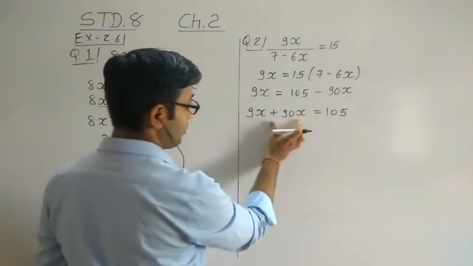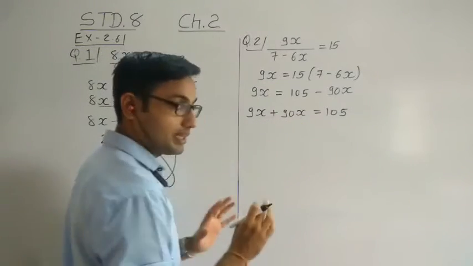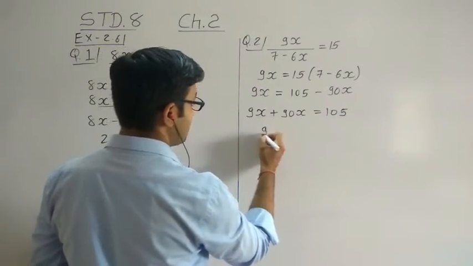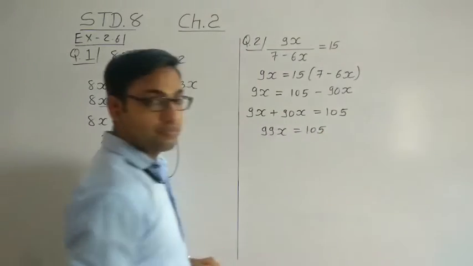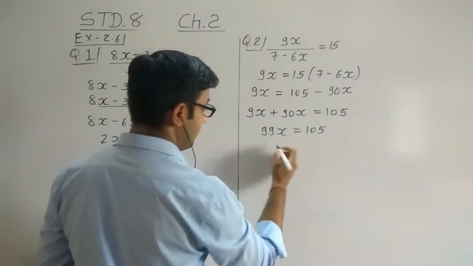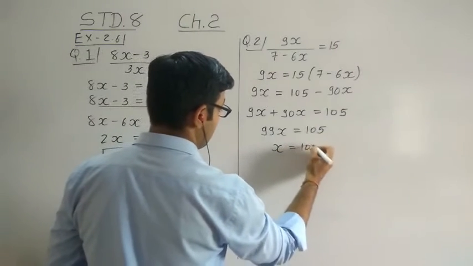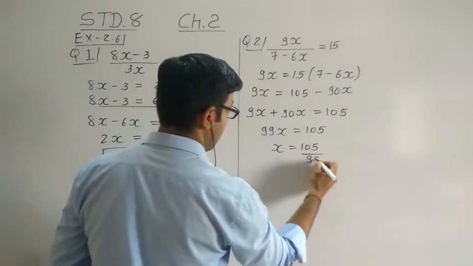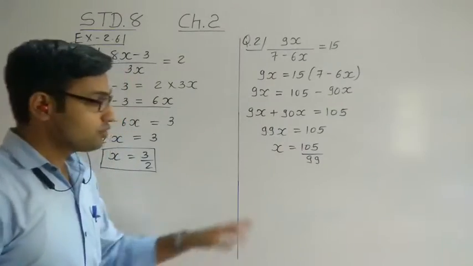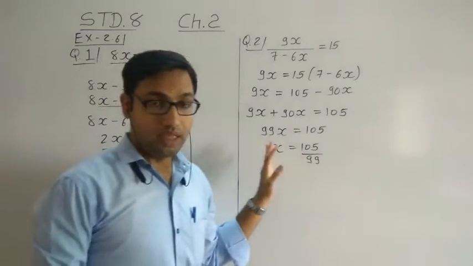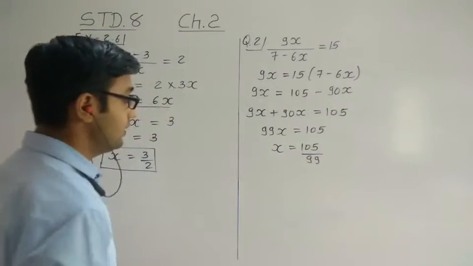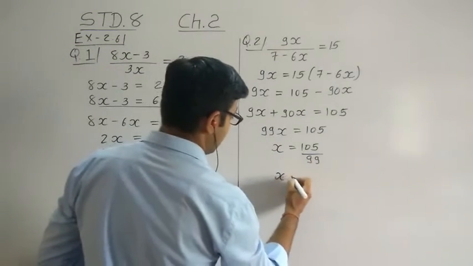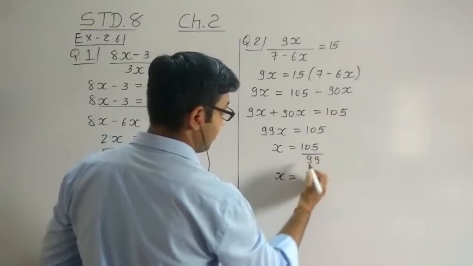Now we can add both these terms because both have the same variable x. So 90 plus 9, that is 99x is equal to 105. Now we have to take 99 to the other side, we get x is equal to 105 upon 99. So is this the final answer? No. See, both have the common factor 3. So first of all we have to cancel the common factor. If we divide this with 3, what do we get?